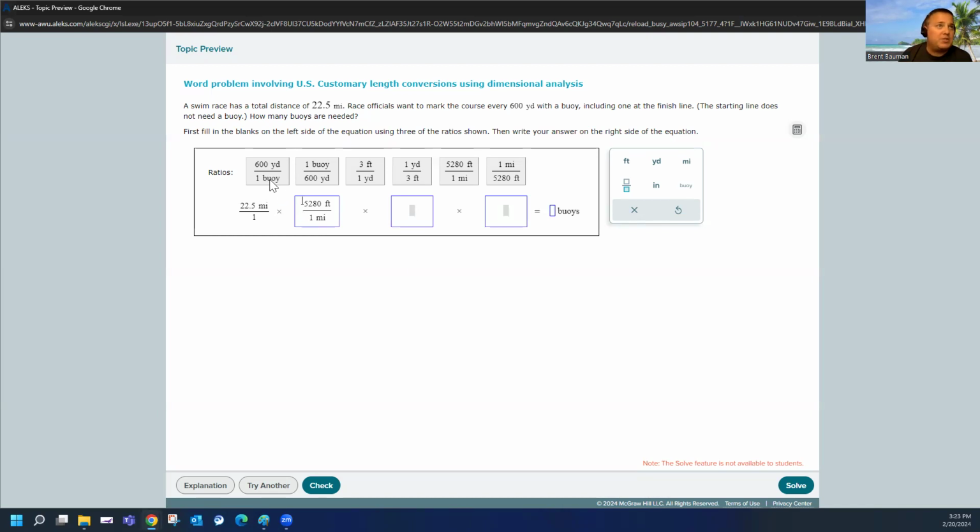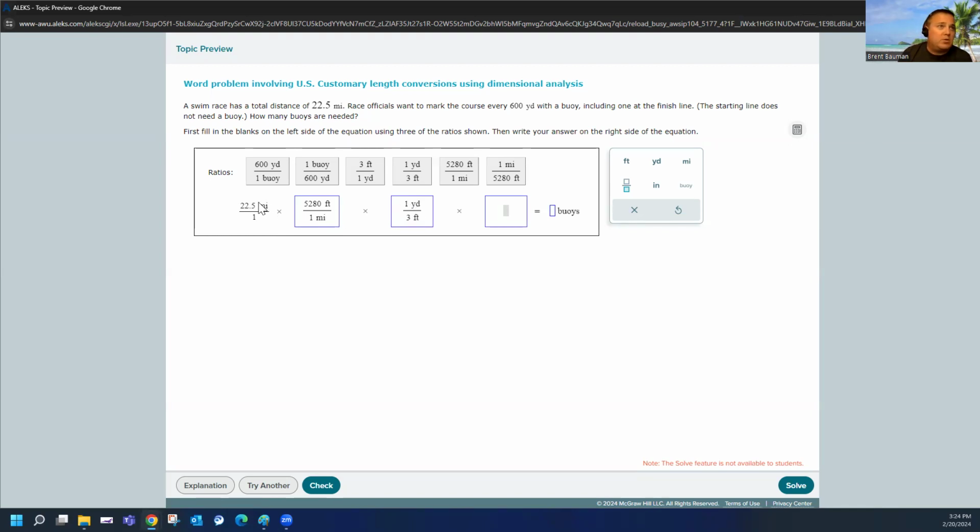So let's see what options we have with feet in the denominator. I have 1 yard is 3 feet. That's good, right? That would get us to yards, which is what we're trying to get to for the next step, and the feet would cancel. I also have 1 mile per 5,280 feet. Again, it's in the denominator. Good, that would cancel, but that would take me back to miles, and I don't want to go back to miles. I'm trying to get to yards and then to buoys. So my option here is the 1 yard per 3 feet.